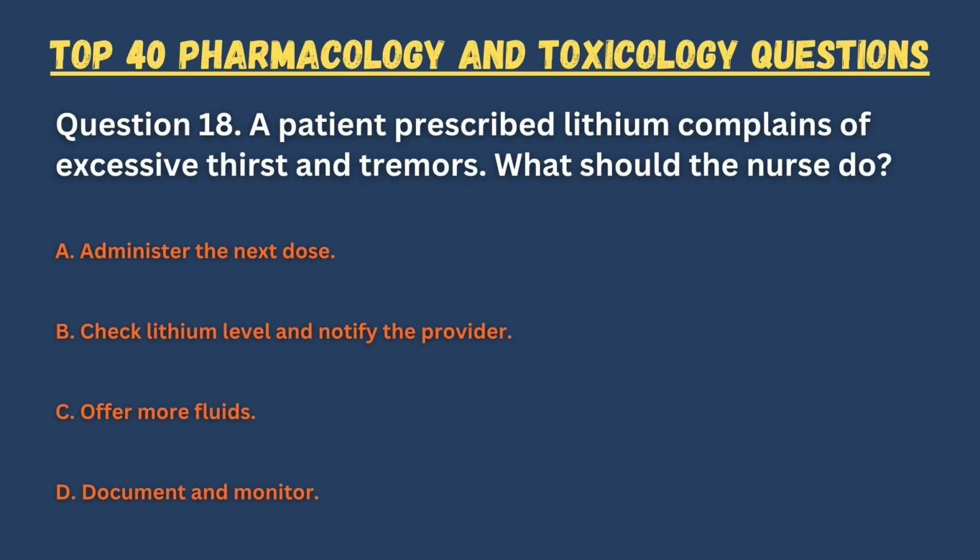Question 18. A patient prescribed lithium complains of excessive thirst and tremors. What should the nurse do? A. Administer the next dose. B. Check lithium level and notify the provider. C. Offer more fluids. D. Document and monitor.